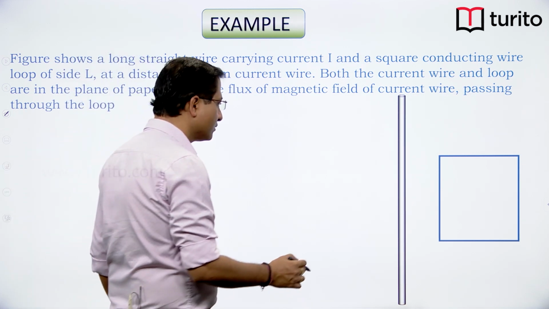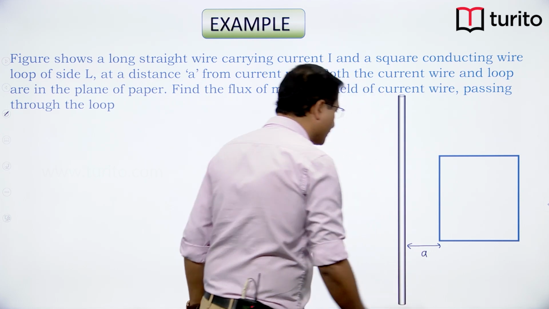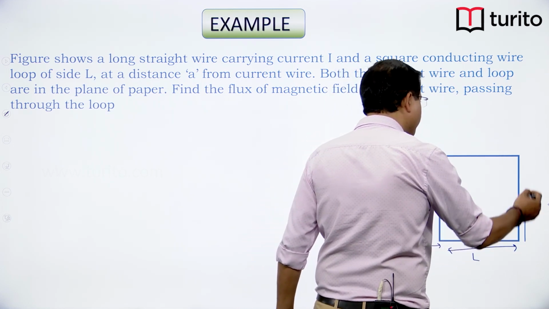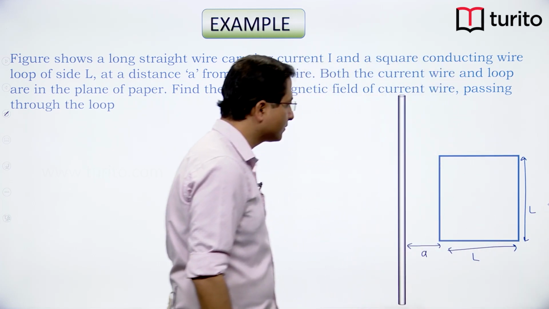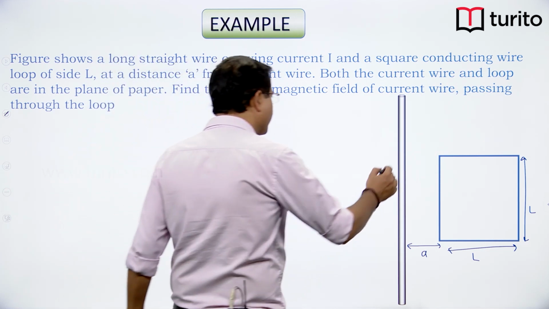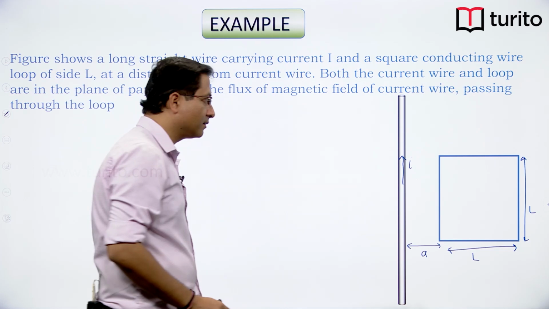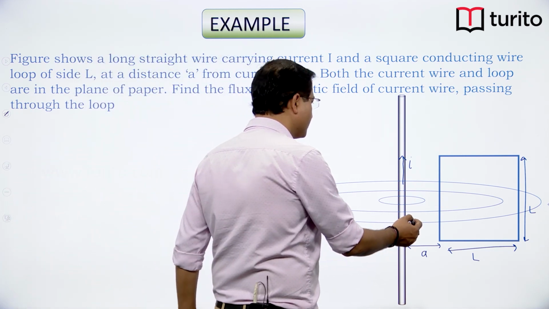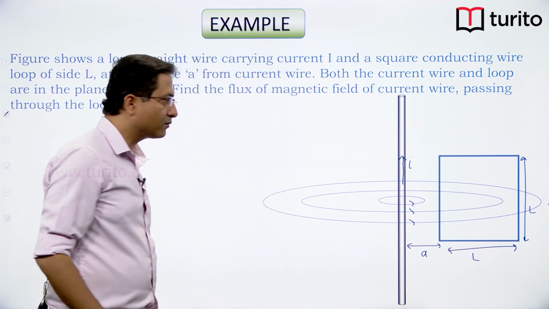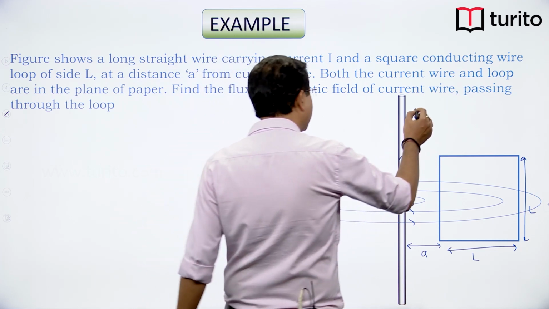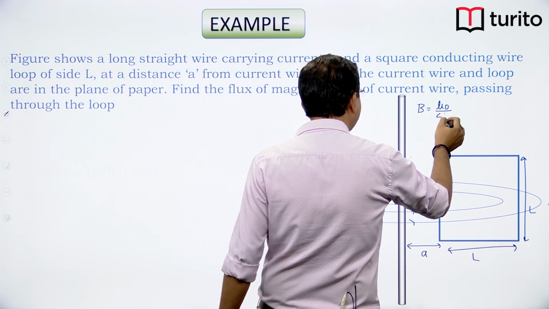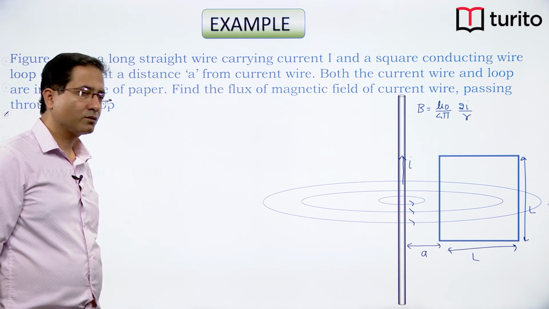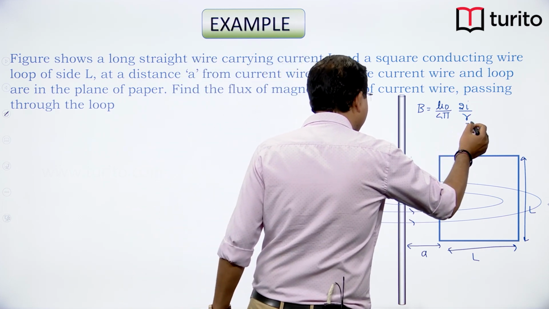The loop is placed at distance a, so this distance is given to you as a. Let this length be L and this length be L. How would the field pattern be if this is carrying current from minus infinity to plus infinity? Then the magnetic field pattern will be like this, same as the previous one. And the formula for the magnetic field by a straight wire is mu naught upon 4 pi, 2I by small r. This way I can write. So you can see that the magnetic field is a function of distance.